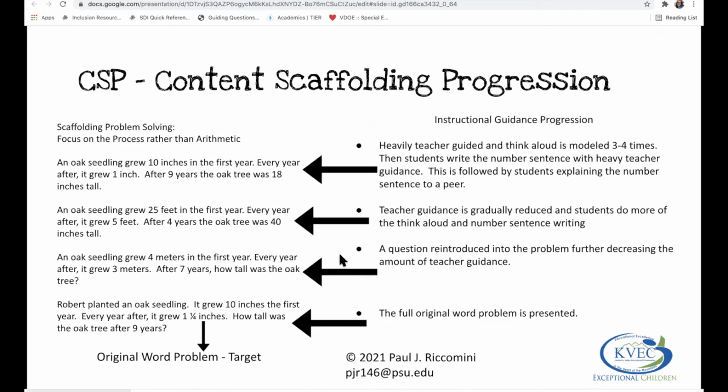Take just a moment and look at the problem down through there. Tell me one thing that you noticed about that problem on this side, the scaffolding problem solving. Look at it and tell me one thing that you noticed about this problem here compared to this problem here. And let's put that in the chat. Think about what you've noticed. Now, this is content scaffolding progression. This is one of the things that you can use for an SDI, because you're going to teach them how to scaffold a problem.